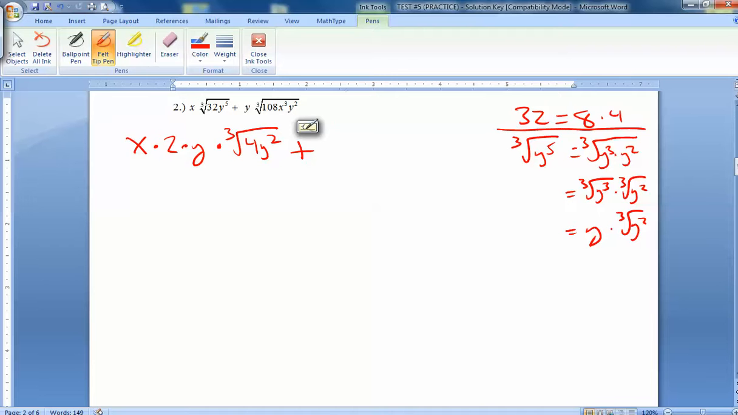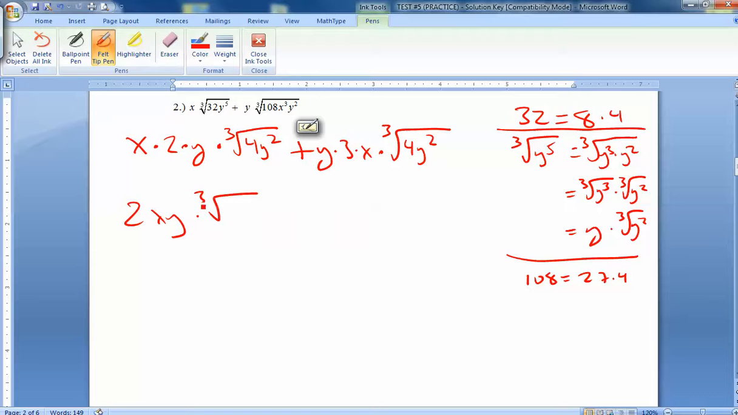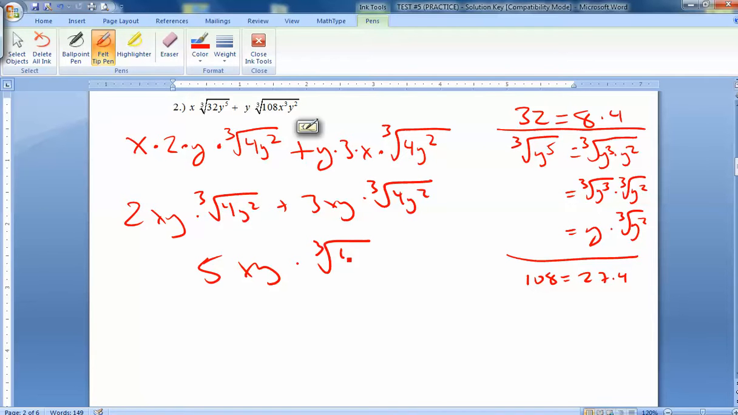For the second radical, you have y on the outside. Now you got 108 inside. Now 108, hopefully you can see it's 27 times 4. The cube root of 27 is 3, so I pull out a 3. You have x cubed, I pull out an x. And inside you have a 4 and a y squared. So essentially we got 2xy times the cube root of 4y squared and a 3xy with a cube root of 4y squared. So altogether you got 5xy times the cube root of 4y squared. So that's number 2.